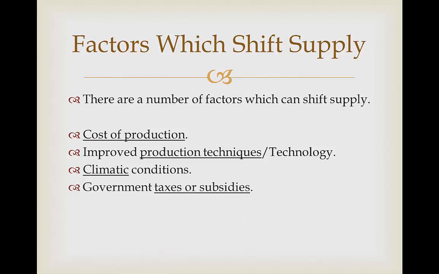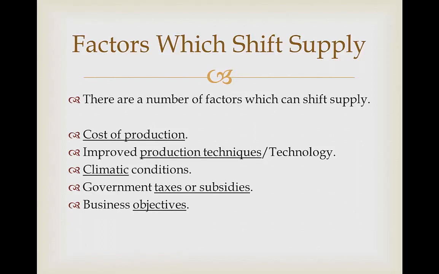Government taxes and subsidies also affect supply. If we have more taxes on a product, cost of productions are going to rise and therefore the graph would shift to the left. However, if we have a subsidy, cost of productions will decrease and it's going to be cheaper to produce each good, therefore more goods could be supplied onto the market with the given budget. And as a result, the supply curve would shift to the right.